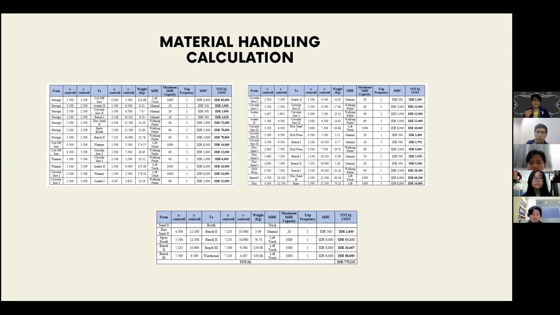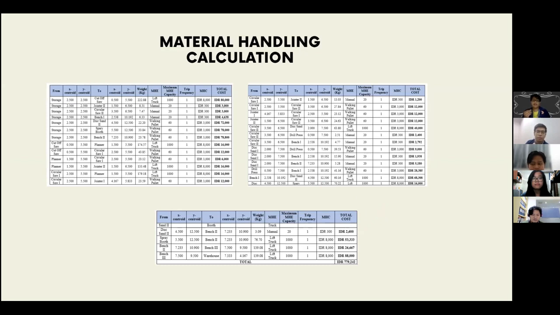The way we determine the equipment is solely based on the weight data. If it's lower than 20 kilogram, the equipment needs to be manual material handling. For the weight of between 21 until 60 kilogram, the equipment needs to be walking pallet. And then if it exceeds 60 kilogram, we should choose lift truck.